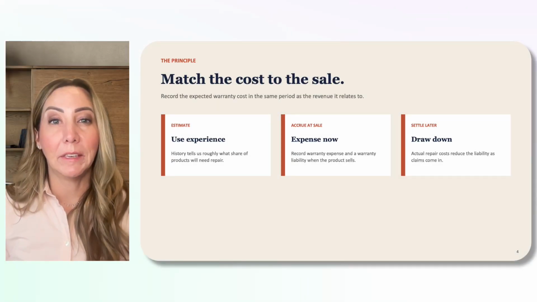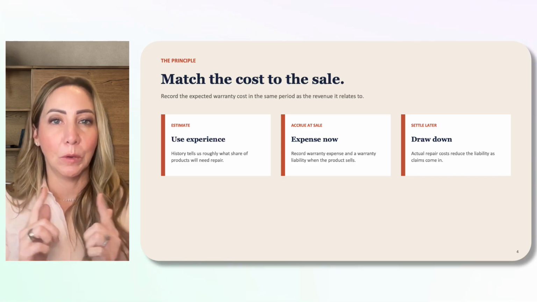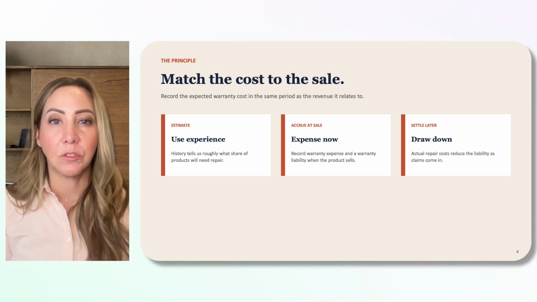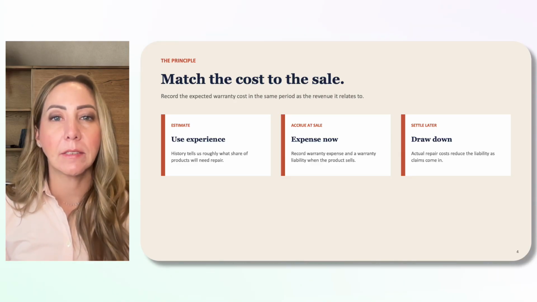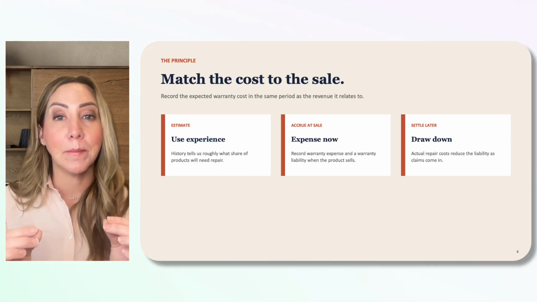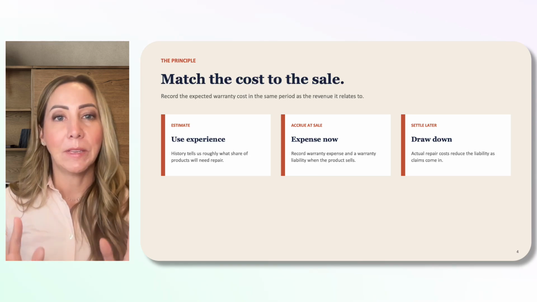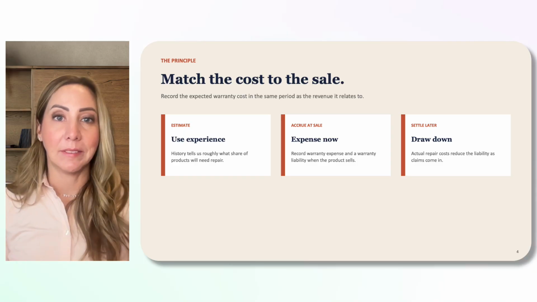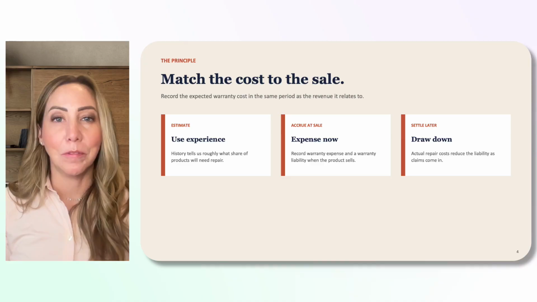Let's focus now on the quality assurance warranty. Remember that the governing idea is the matching principle. We record the expected warranty cost in the same period as the revenue it relates to. There are 3 steps. First, we estimate the warranty cost, usually based on historical experience, what percentage of products typically need repair, and what those repairs typically cost. Second, we accrue the estimate at the time of sale, recording both a warranty expense and warranty liability. And third, we settle the obligation later, as actual repair costs come in, drawing down the liability that we set up. The estimate is what lets us record the costs now, before we know exactly which units will fail.